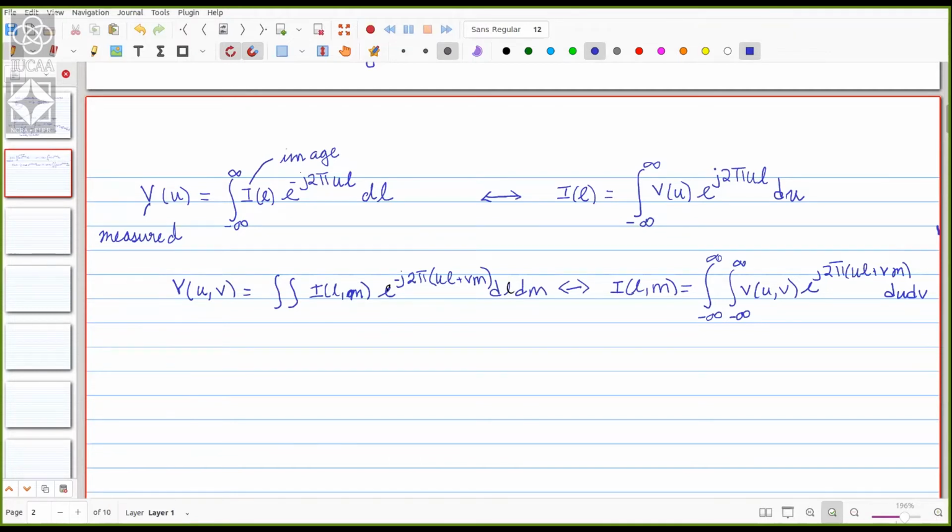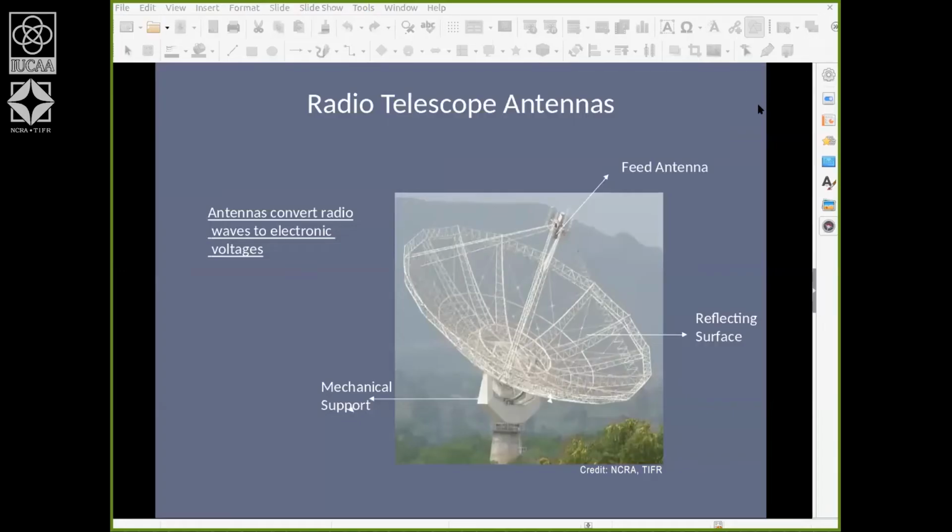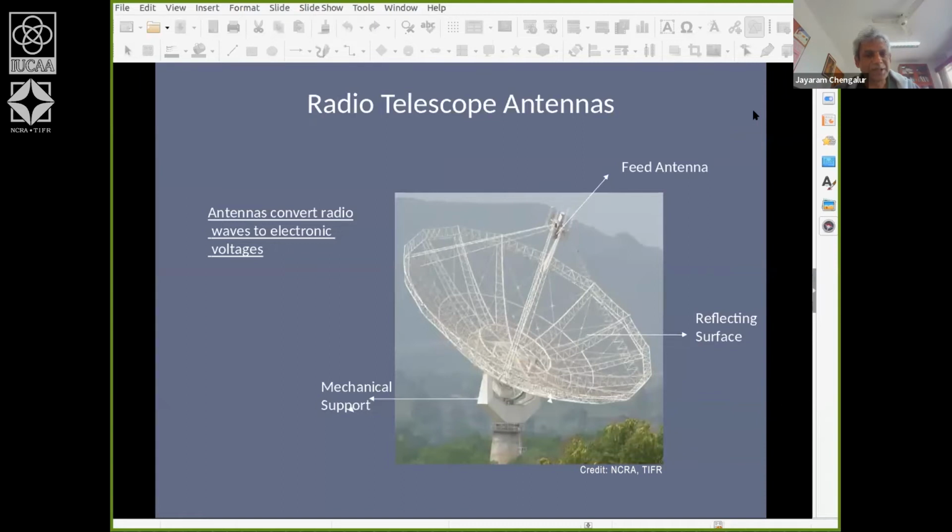Okay, so now if that's clear, let me show you maybe a few pictures. You may have seen this picture before, or a similar one, but let me show it again. This was what we started with, a single dish radio telescope. This in particular is the GMRT dish. The dish itself is that paraboloid that you see over here. You can see the ribs, that umbrella-like thing is the dish.